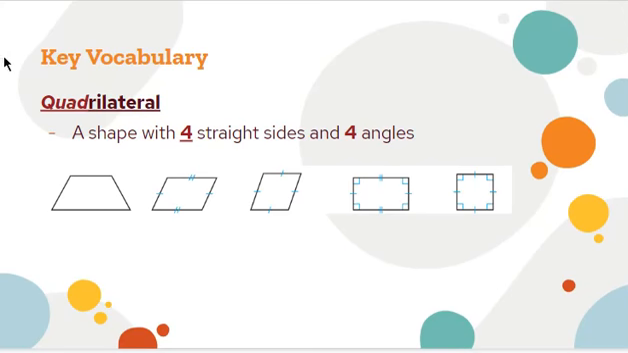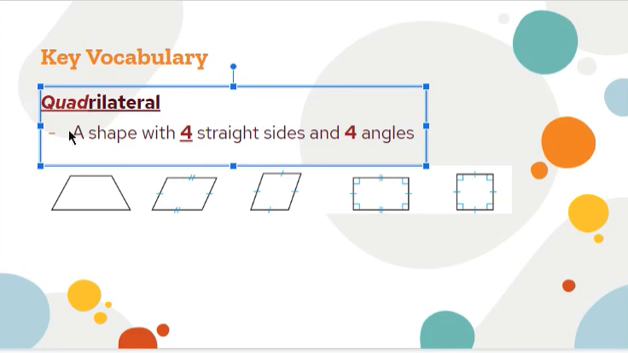Our key vocabulary word is this word here, quadrilateral. Now, that is just a fancy way of saying that it is a shape that has four straight sides and four angles. That quad section here in our word means four, and lateral means sides. So we're mostly talking about four-sided figures.